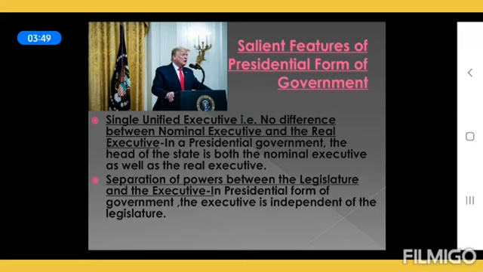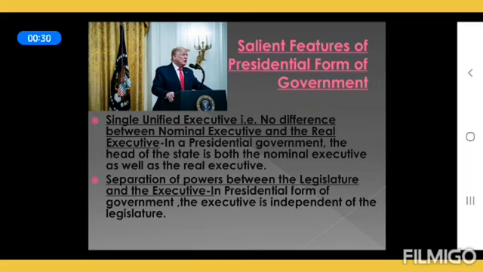Okay, now next one is your separation of powers. Feature number 2 is the separation of powers between the legislature and the executive. So in a presidential form of government, the executive is independent of the legislature. As I've already told you, there is a separation of powers between the legislature and executive. That means they are not interdependent on each other. They are independent in their work. Legislature and executive both are independent of each other.